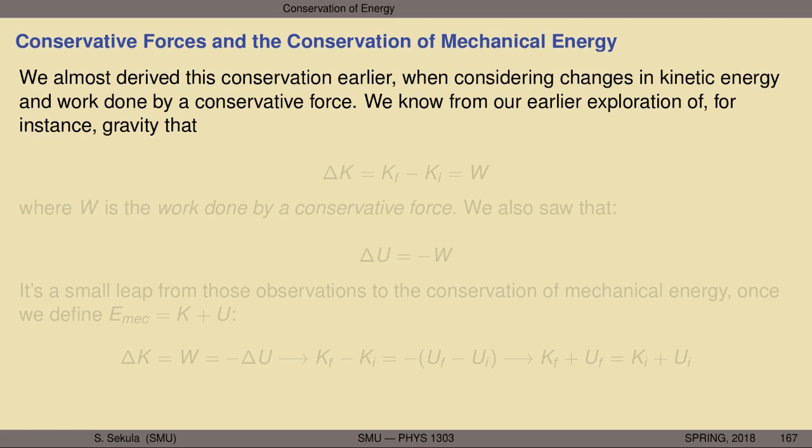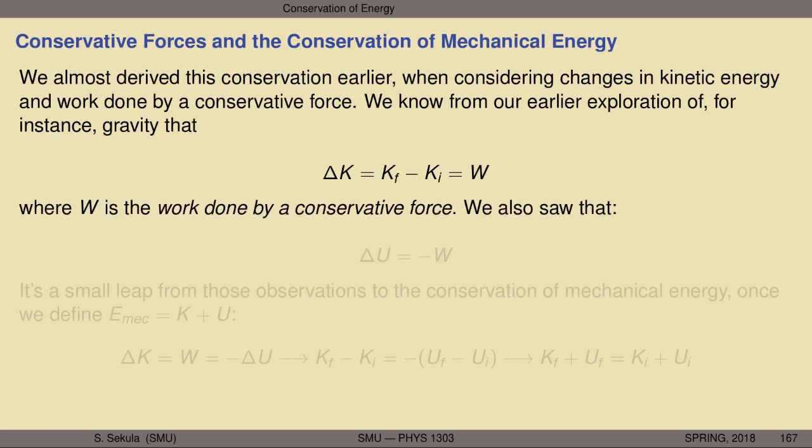We know from our earlier exploration of, for instance, gravity, that the following statement is true: the change in kinetic energy of an object, which is the final kinetic energy minus the initial kinetic energy, will be equal to the work. And in our case, we're considering the work done by a conservative force, like gravity. So we saw a way that we could get to this relationship earlier. In a sense, we derived a form of this equation, delta K equals W, earlier.